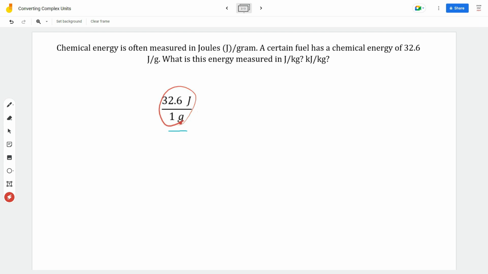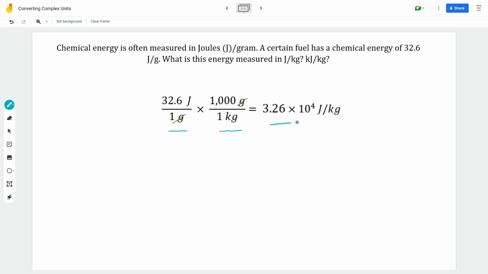Again, notice it's going to be helpful to write this like a fraction. I need to convert this gram into kilograms. Here's my conversion factor. There are 1,000 grams in 1 kilogram. Notice my grams cancel, and now I'm left with kilograms in the denominator, which is exactly what the problem asked me for. Okay, so I'm going to grab my calculator. I'm going to put 32.6 in. I'm going to multiply by 1,000. And I get 3.26 times 10 to the 4th joules per kilogram.